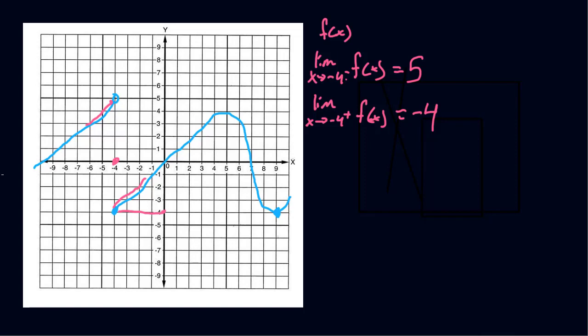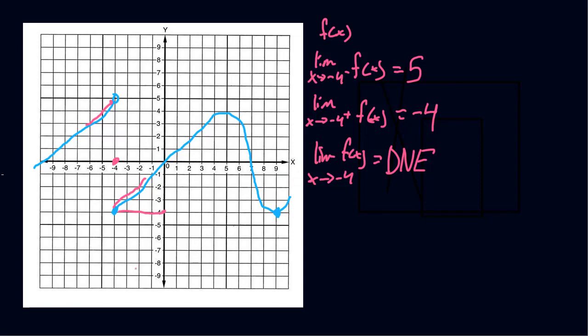When we have two different answers for those, we say that the limit of f of x as x approaches -4 does not exist. And here's the little short notation for that, D N E. The reason it does not exist is because for the limit to exist, x must approach the same point from the left and the right side, and that is clearly what is not happening here.